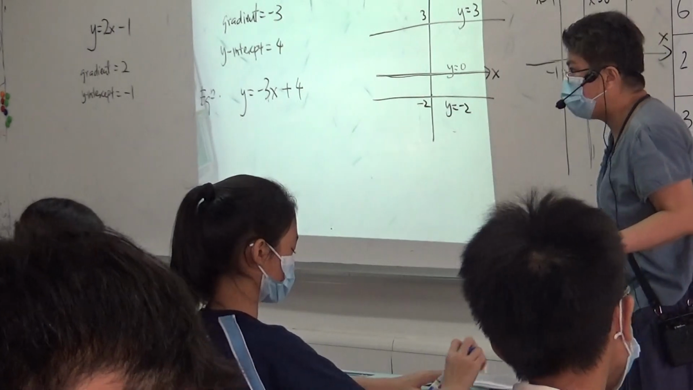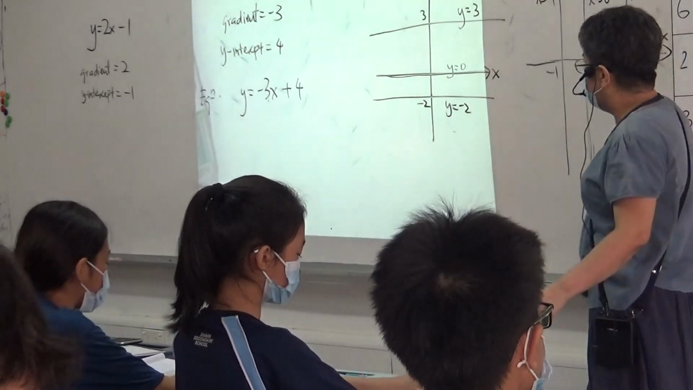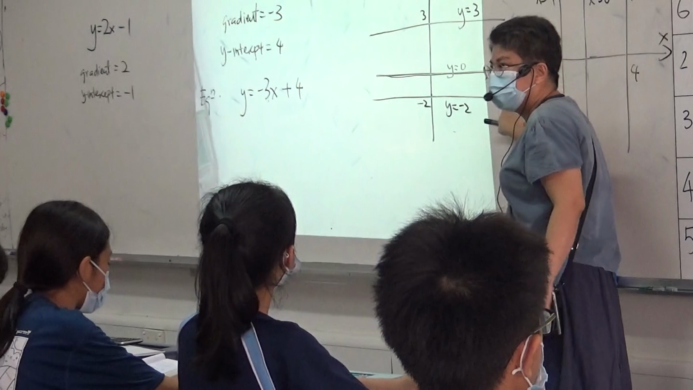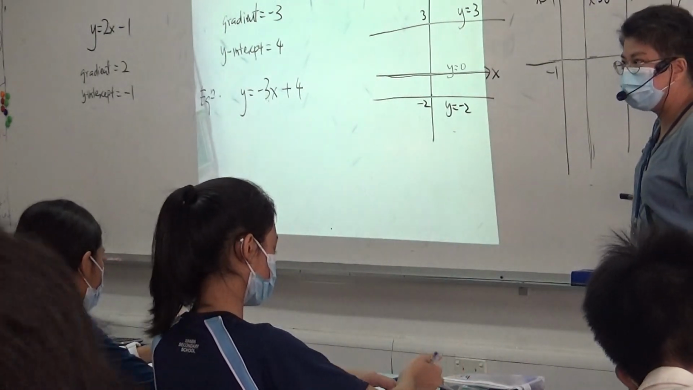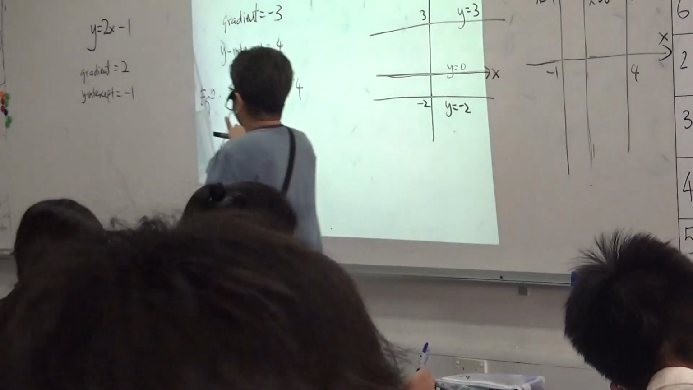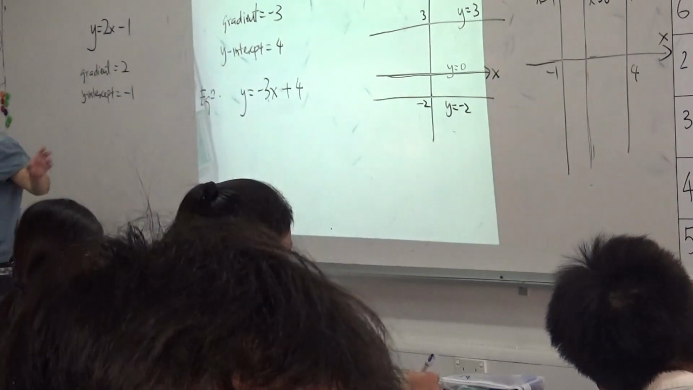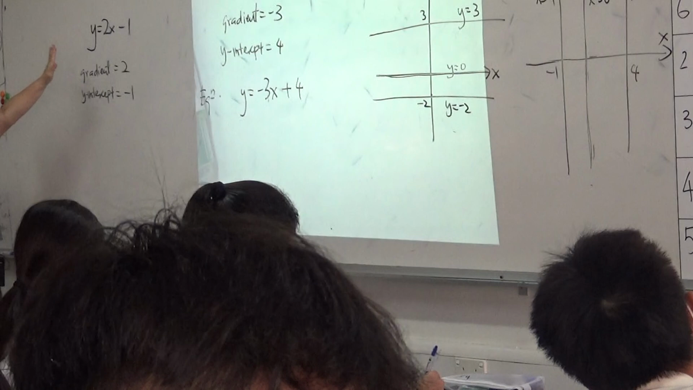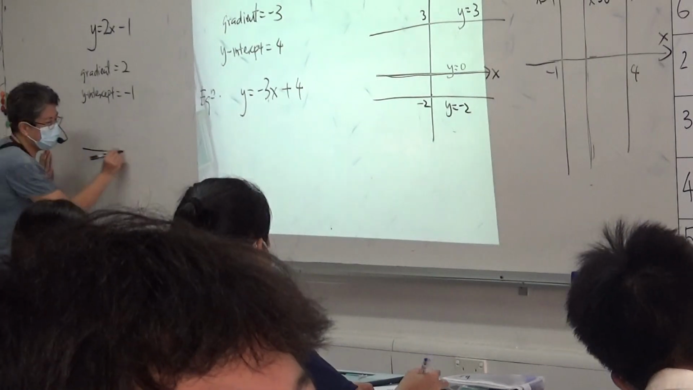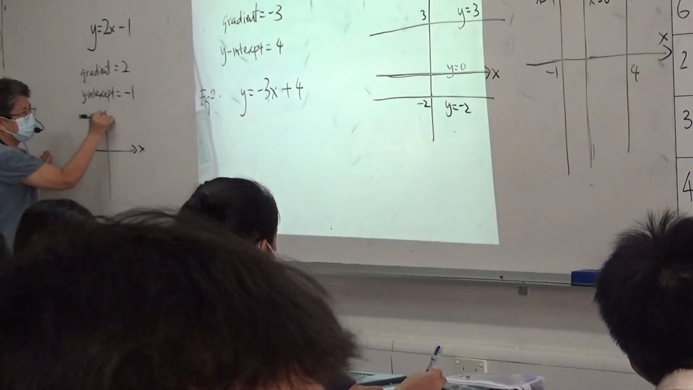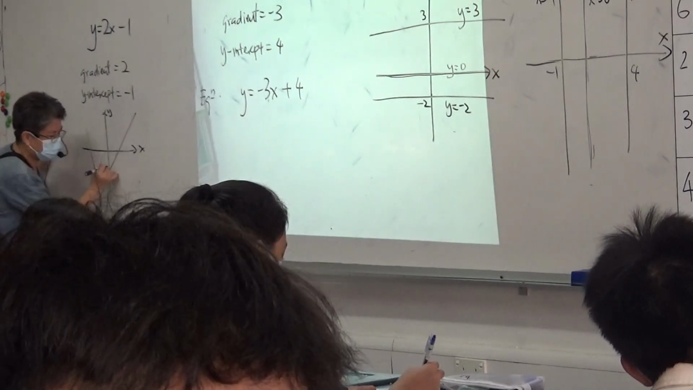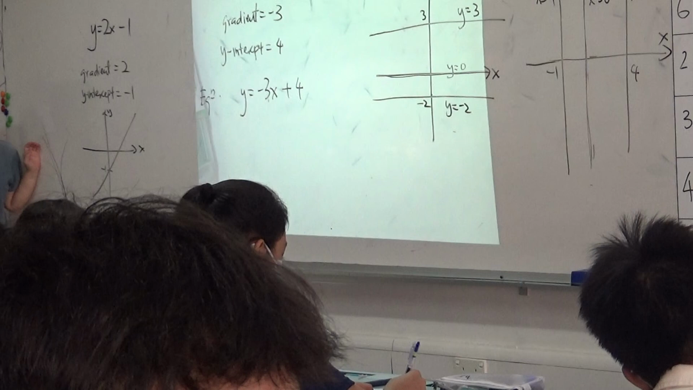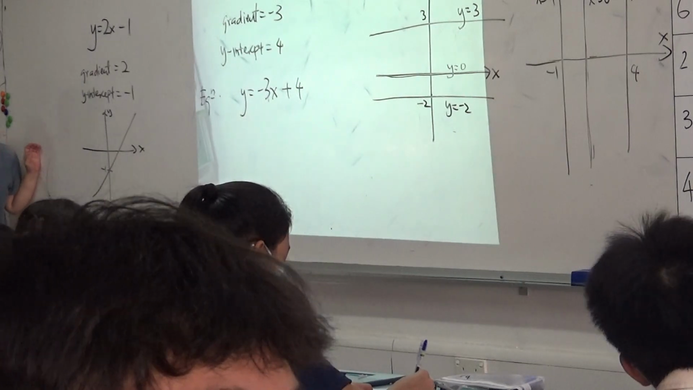Understand? Okay? Now I repeat. Horizontal line is always y equals to something. Vertical line is always what? X equals to something. Now, if I want to draw this line, this is an oblique line. Can you see the mixture of x and y? Now, if I want to sketch this line, it's a positive gradient and it passes through -1. So it must look like that, right? Correct. Positive gradient and passes through -1.